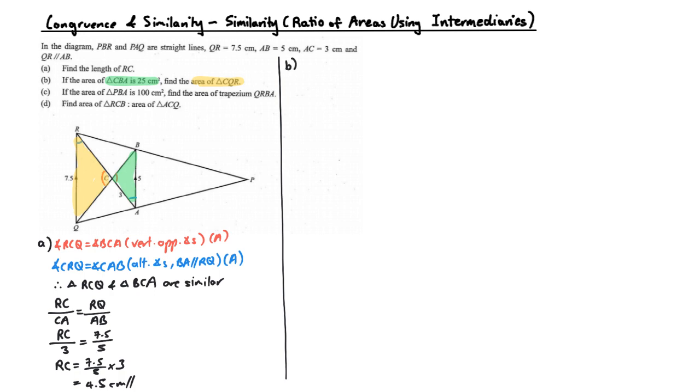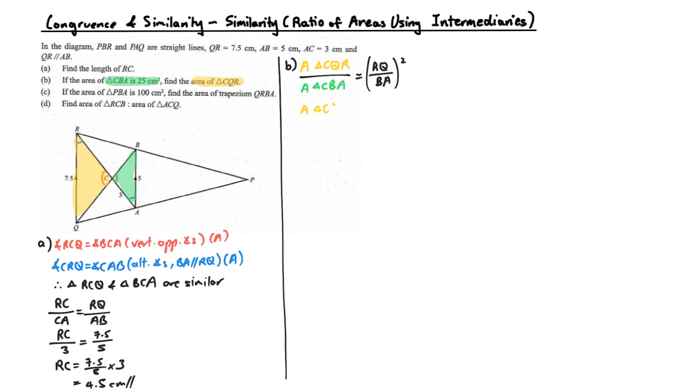So let's put it together. Area of triangle CBA, sorry, you want to find CQR, so you actually should put the unknown on top. Area of triangle CQR over the area of triangle CBA is the same as the scale factor. So the length of the big, which is RQ, over the length of the small, BA, squared.